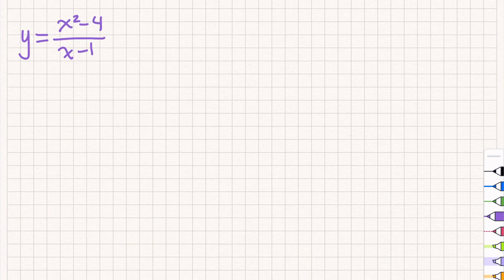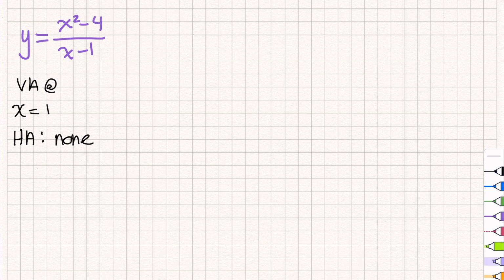Okay. So this time we have y equals x squared minus 4 over x minus 1. Do we have a vertical asymptote? So there's a vertical asymptote at x equals 1. Do you have a horizontal asymptote? The degree in the numerator is higher than the degree in the denominator, so we do not have a horizontal asymptote.